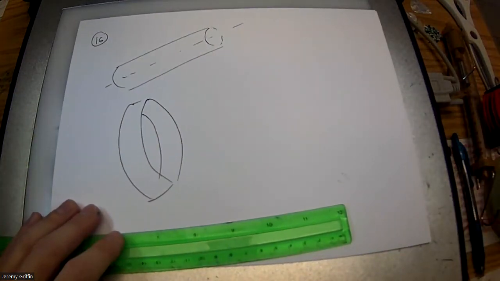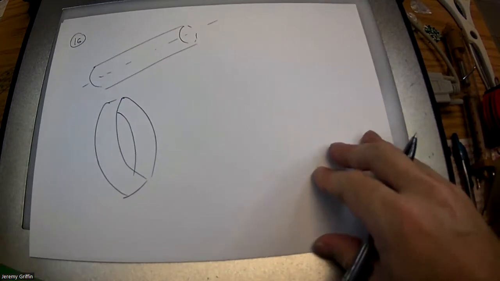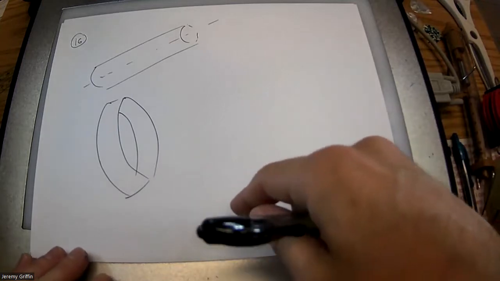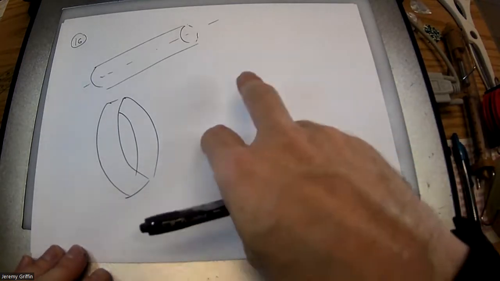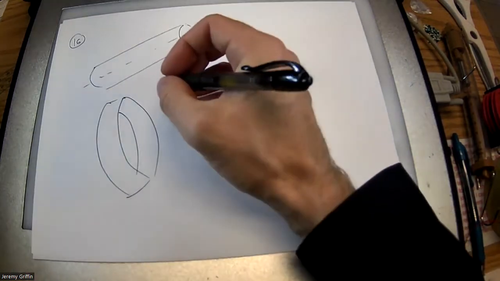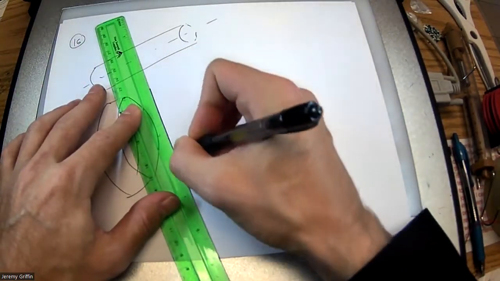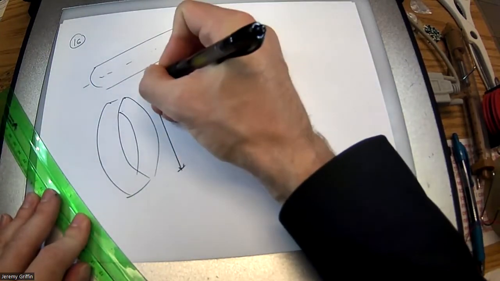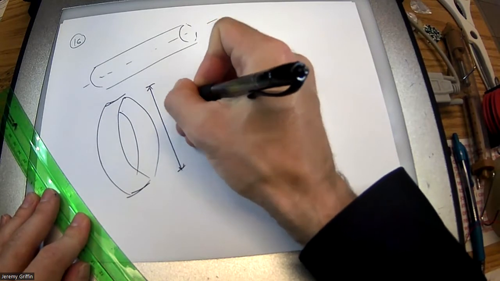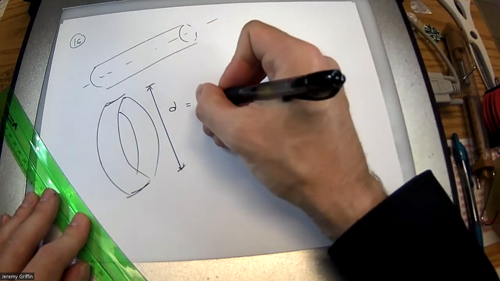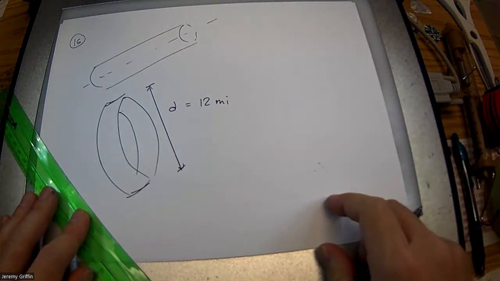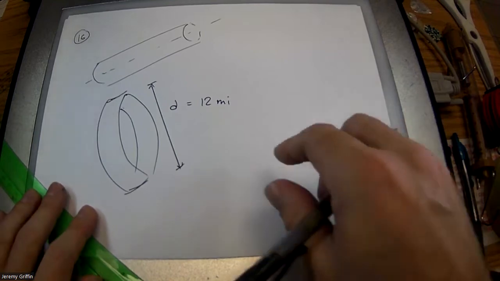Anyway, let's get some numbers on the board here. To do the calculation, you actually don't care about how long it is. You just care about its radius. They told you its diameter in miles. So I'll come up with the diameter in miles. Let's say my diameter is 12 miles. How about that? 12 miles. And you also know your target gravity.